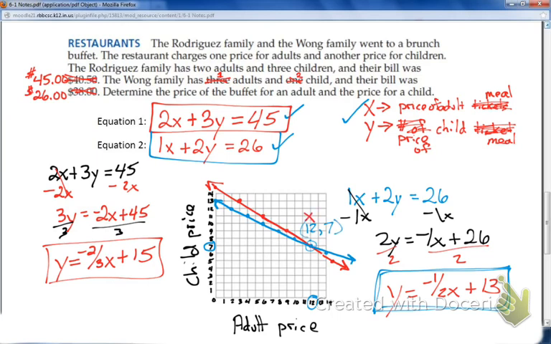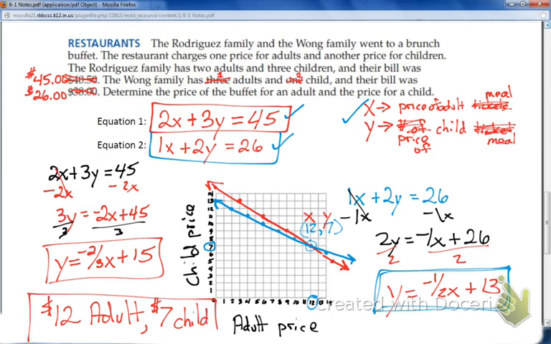And again, that's why you label your variables. 12 is the x, so 12 is the adult price, and 7 is the child price. So $12 for adults and $7 for child. I've run out of room here, but you would need to write that in as a full sentence answer. But there you go. That's how you do one of those story problems.